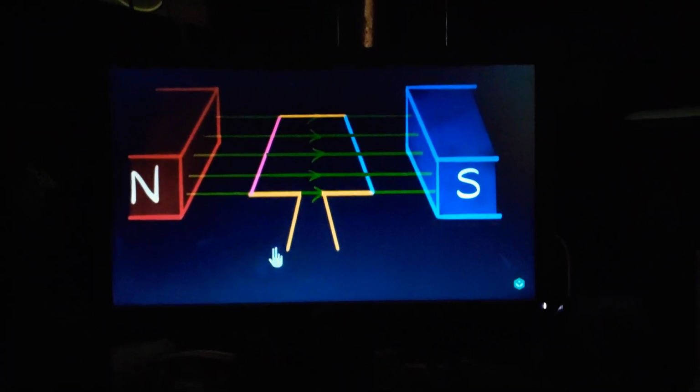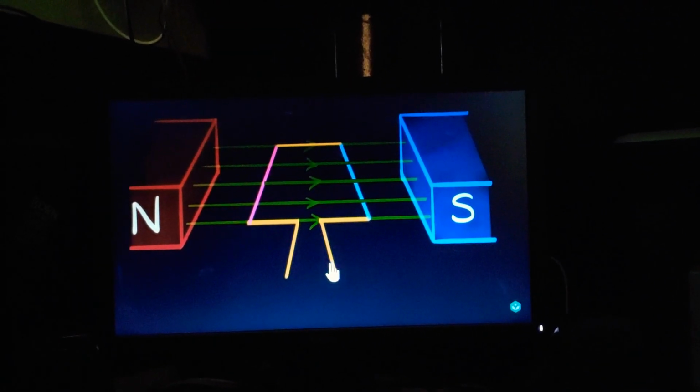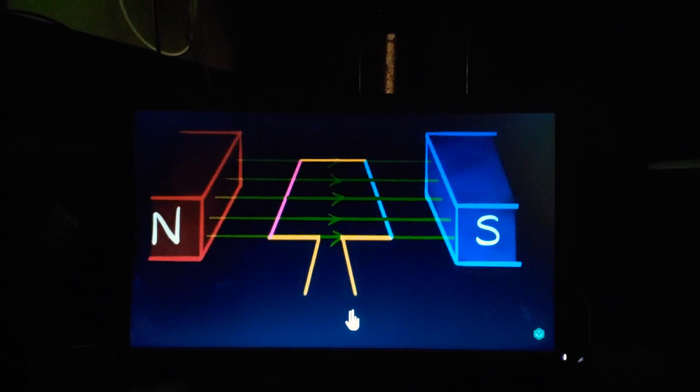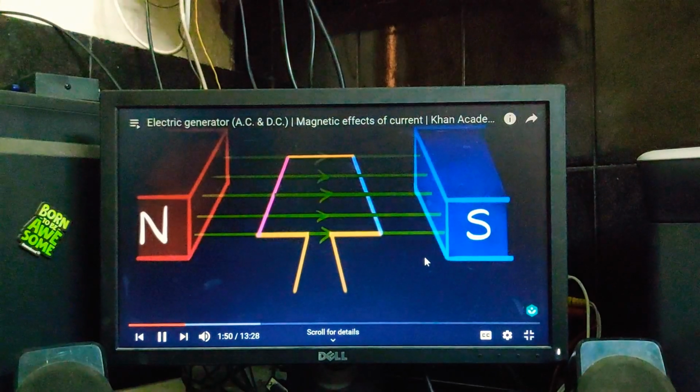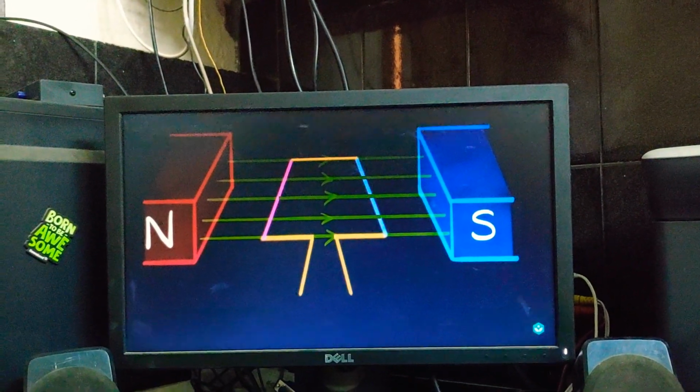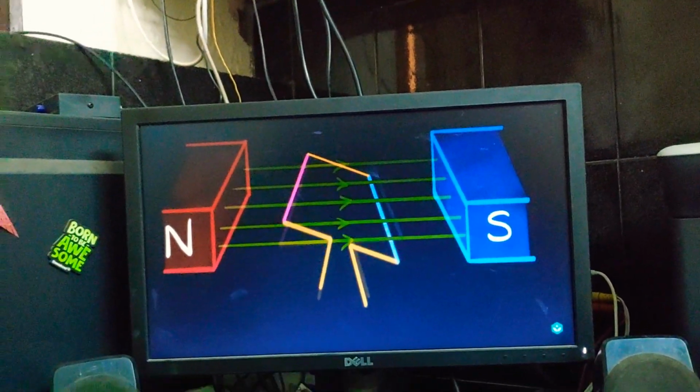So let's start by figuring out in what direction a current gets induced or generated in this coil once it starts rotating. So let's say, in our example, the coil rotates clockwise, somewhat like this. Now, how do we figure out the direction of the induced current?